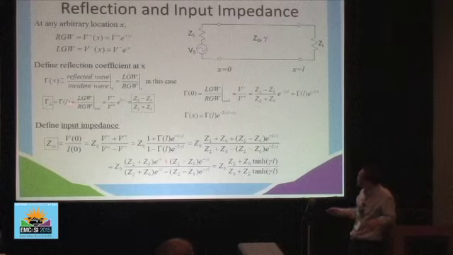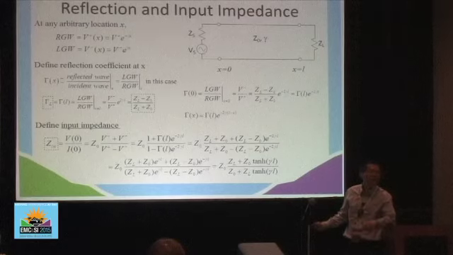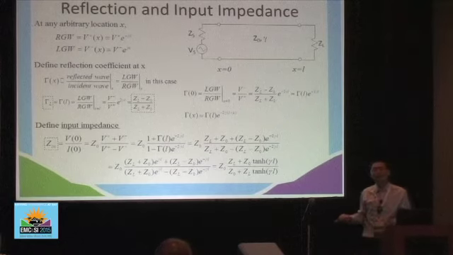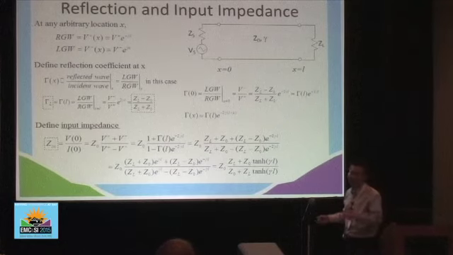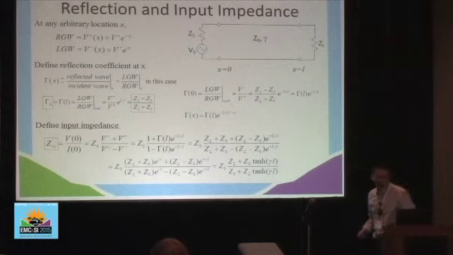Another case is this load is infinity. Then the gamma L is equal to +1. Again, that's another full reflection. Nothing goes to the load. The wave is completely bounced back. In any general cases, the magnitude of gamma L is between 0 and 1, and the input impedance becomes a complex number.